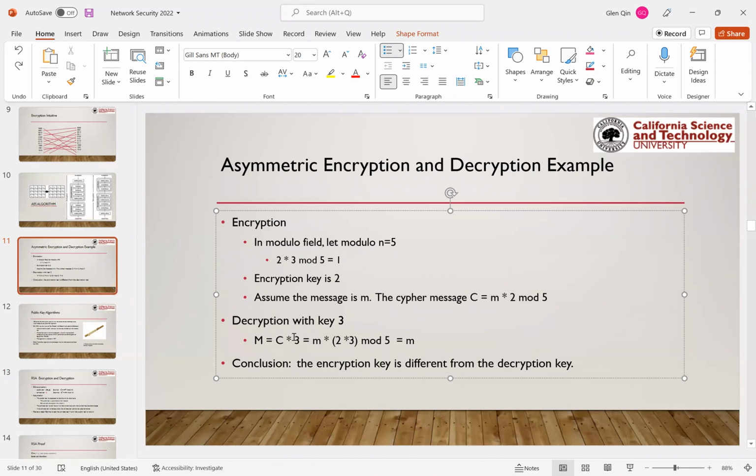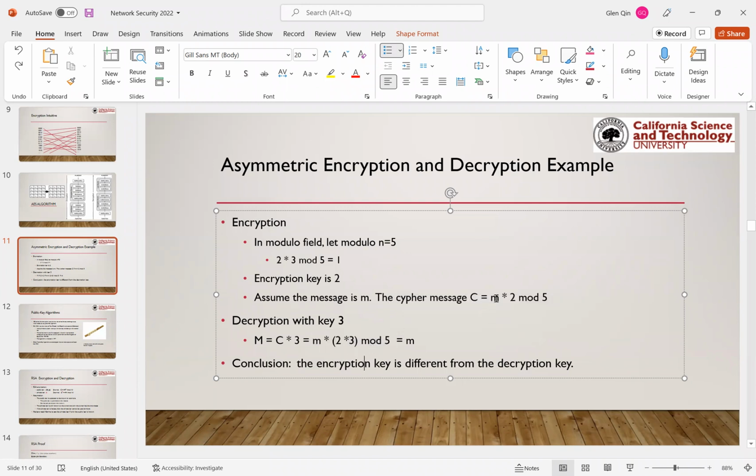When we do the decryption, the ciphertext C is decrypted by C times 3, where C is this expression, so I just copy it over. It will be message times 2 times 3. The original is times 2, you still keep this 2, but now you times 3. So what you get is this formula, correct?